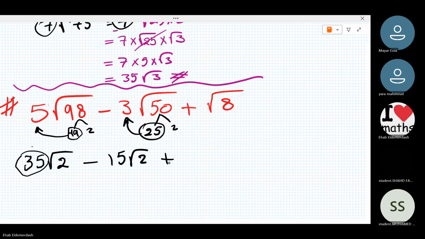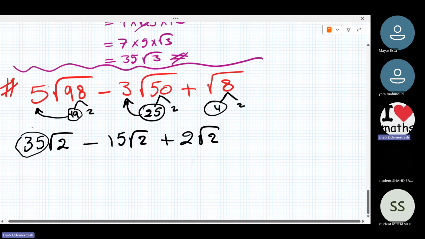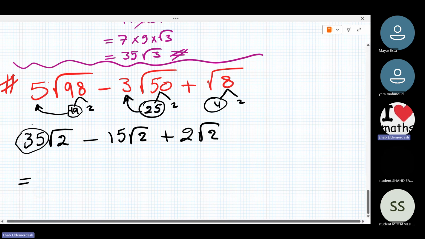Next. What is root 8? It is 4 multiplied by 2. What is the root of 4? 2. What's the remaining? It's root 2. So the answer will be as follows.